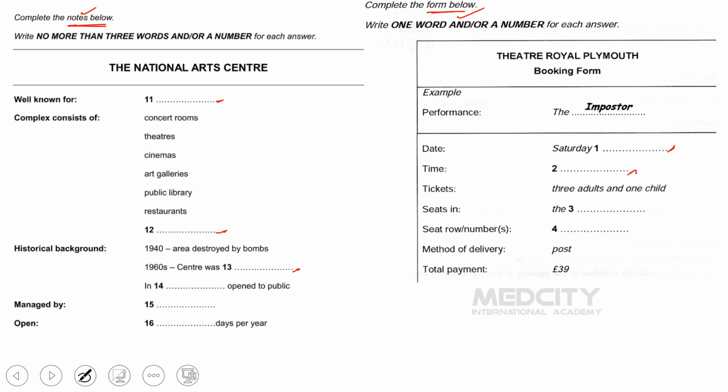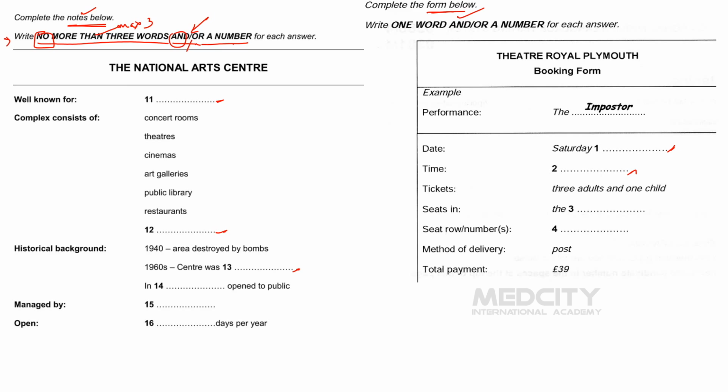Now I'll show you what these instructions are. Here you can see an instruction: write no more than 3 words and/or a number. So this is the instruction that you need to follow while writing down the answers to each question. Now, what does this mean? Write no more than 3 words and/or a number. What are the different possible types of answers that you can have? No more than means maximum 3. Maximum 3 words only you can have.